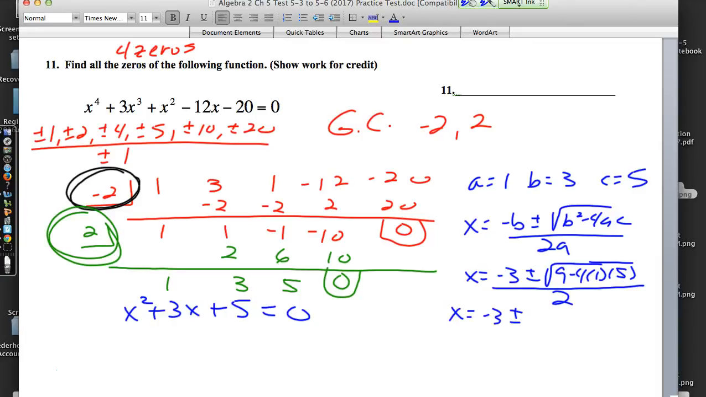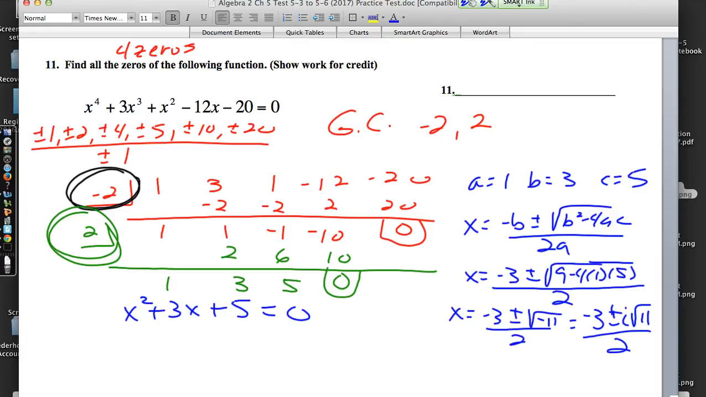Negative 3 plus or minus, oh, looking a little ugly under there. Negative 11 over 2. Can't leave square root of negative 11. Let me write that. I square roots of 11. So negative 3 plus or minus I square roots of 11 over 2. And then one last check. Can that be simplified? No, we got a negative 3, an I, and a 2. Nothing else we can do with that.